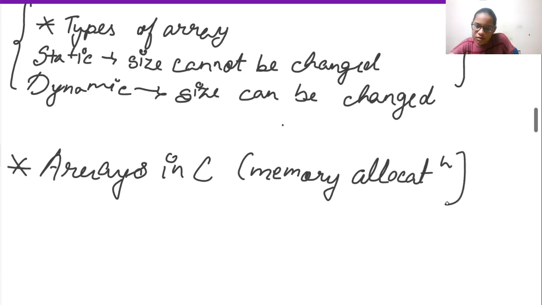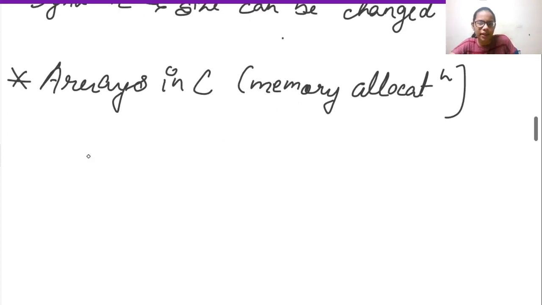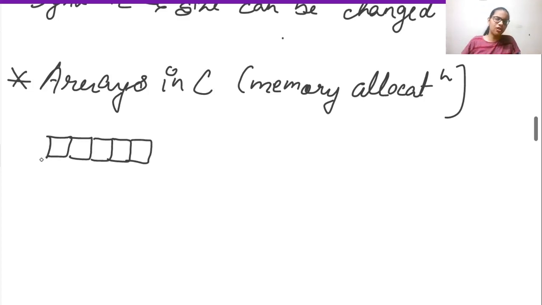If we have an array, let us say we are initializing an array of length 5, then it will have a fixed size. Now a sixth element cannot be added to this array. Why can it not be added?